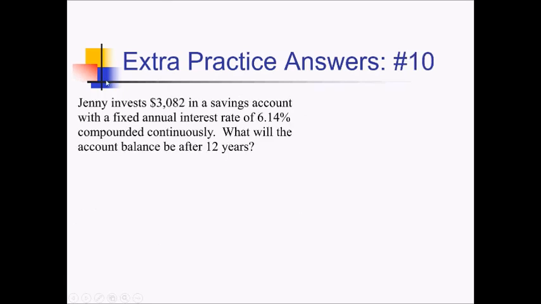For this problem, we have Jenny, who I think was on another problem too. Jenny's back apparently, investing some more money in an account with 6.14% interest, compounded continuously. Good for Jenny. So what does this come out to after 12 years? Continuous compounding, we're going to use PERT. So we have f of 12 we're calculating.